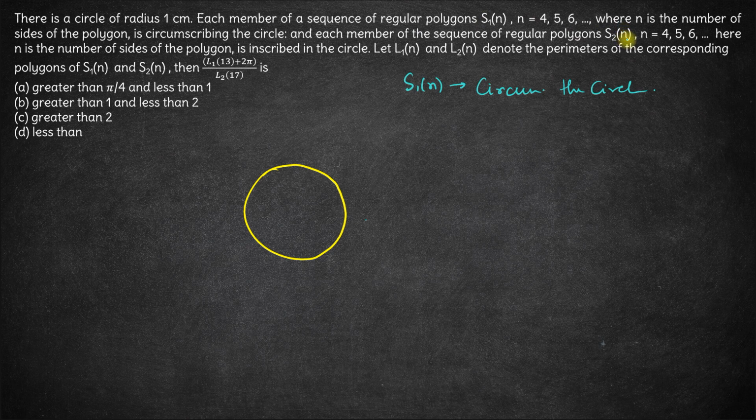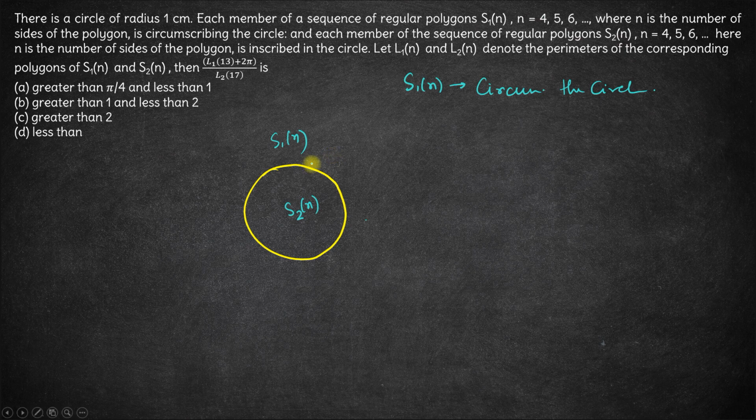Similarly, S2n are polygons which are inscribed in the circle. So S2n can be a square like this. This could be S2 4, or a pentagon like this, or a hexagon like this, right? So S2n are going to be inside the circle and S1n are going to be outside the circle.